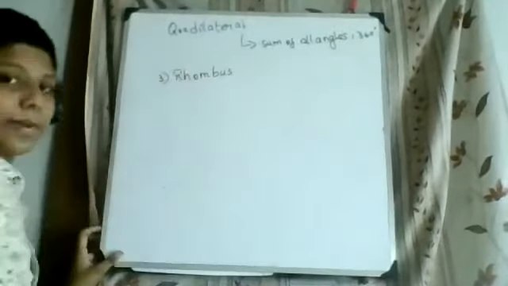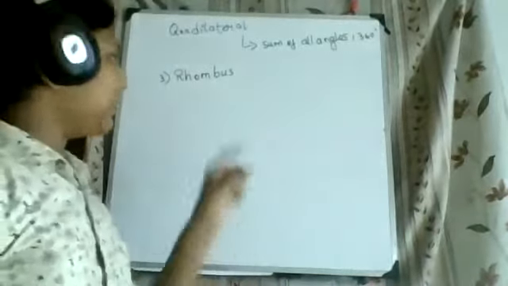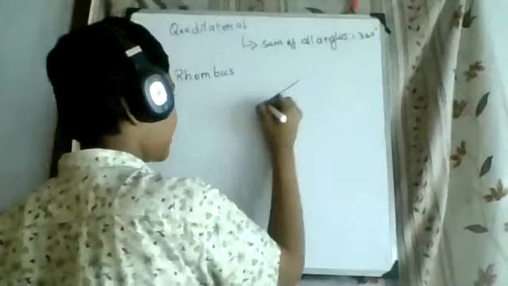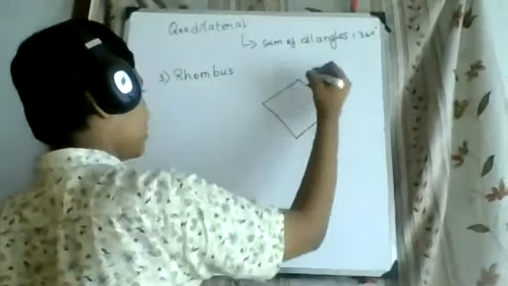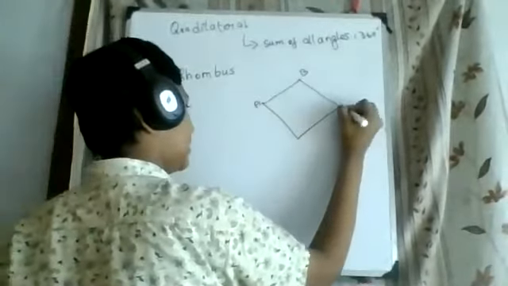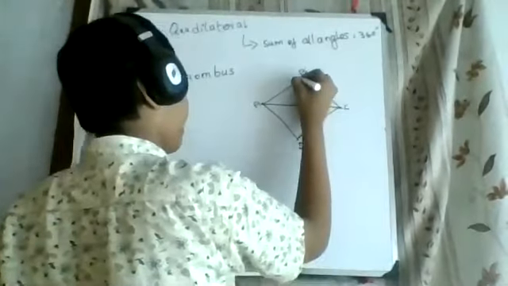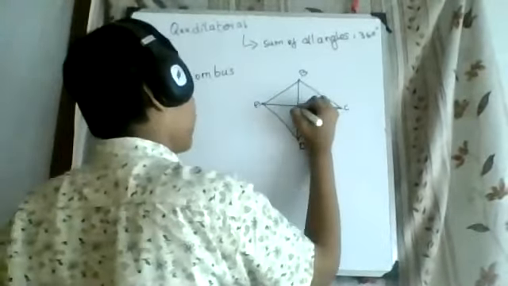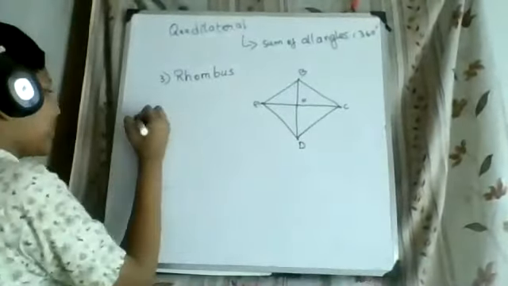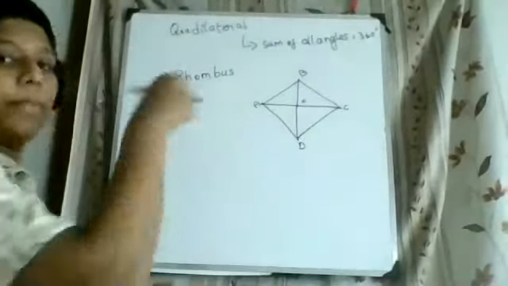Now, what are the basic properties of quadrilateral? 4 sides, 4 angles, 2 diagonals. Even this rhombus follows the rules of quadrilateral. See, rhombus will be in the shape of a diamond. A, B, C, D. Okay. Now, see, the first property we have to discuss is about sides. All sides are equal in rhombus.